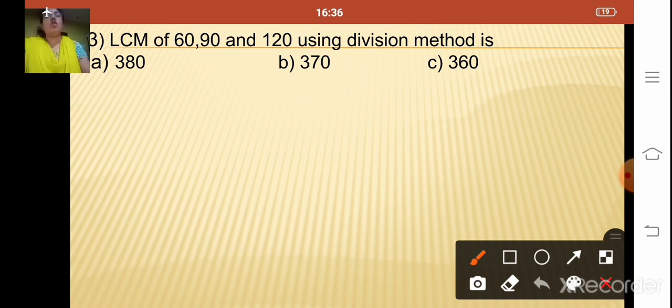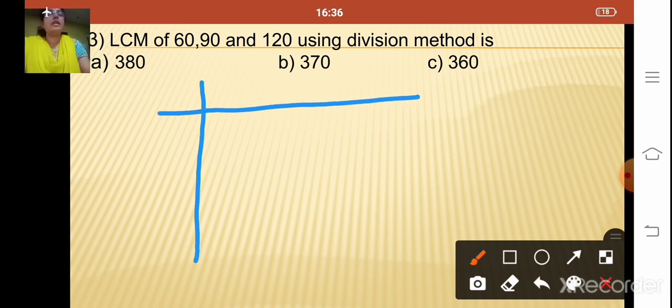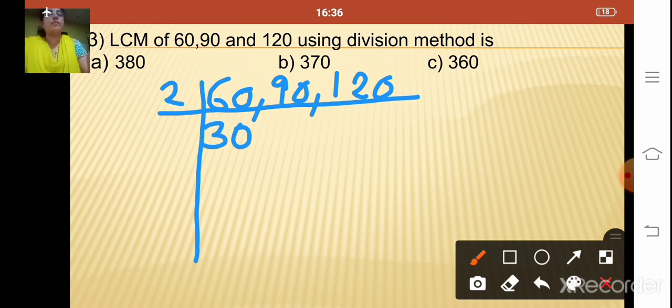The LCM of 60, 90 and 120 using division method is. Here you have to use the division method of 60, 90 and 120. So what we will do is, we will write 60, 90 and 120 together. And now this number is divisible by 2. Yes. 2 4s are 8, 2 5s are 10, 2 6s are 12.